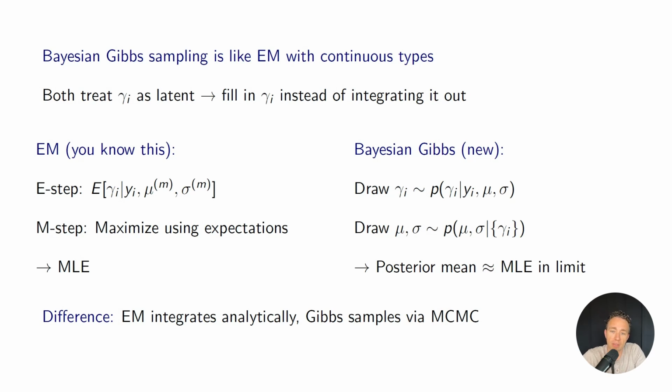And then the Gibbs sampler is going to sample according to something called Markov chain Monte Carlo, which we're not going to get into in this video, but it's a way of doing this sampling that's going to incorporate what's known about the posterior distribution.